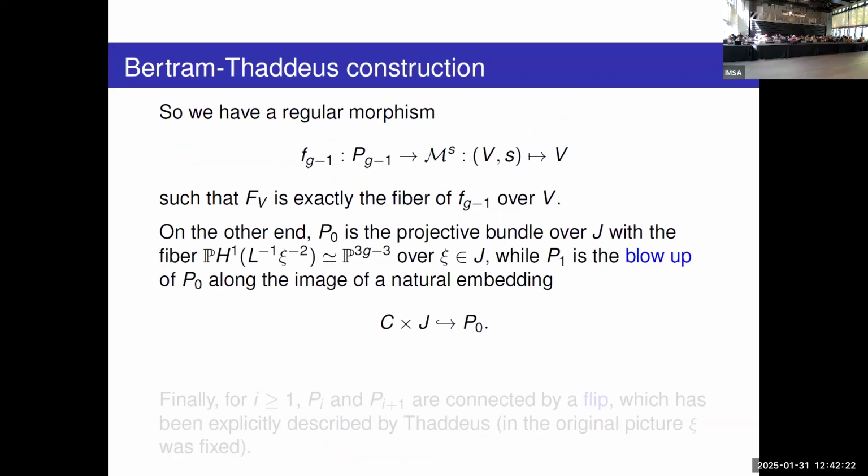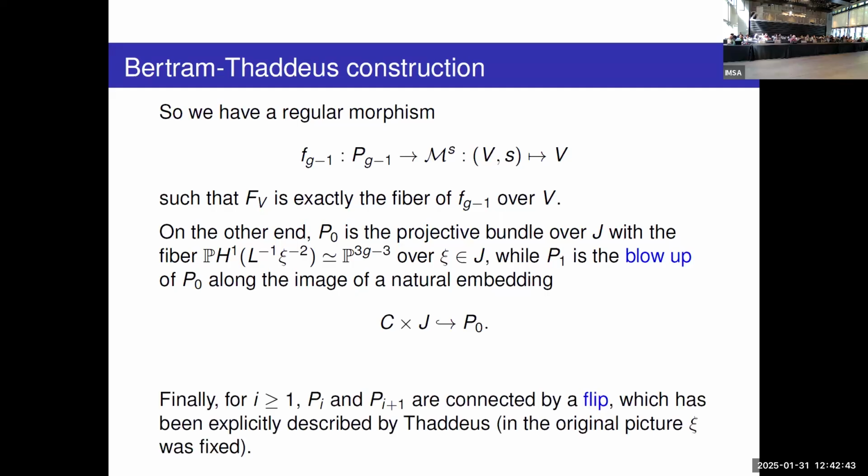Right. So now, on the left hand of this picture, you start with a projective bundle over the Jacobian, where fibers are projective space of dimension 3g minus 3. The next step, P1, is going to be a certain blow up, and then going from P1 to P2, and so on, you're just doing some birational transformation for dimension 2. So you do not blow up anything, you just do some flips. And these flips have been completely described by Thaddeus as some explicit blow-ups followed by blow-downs.